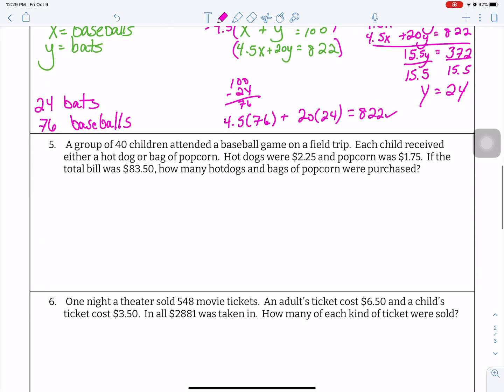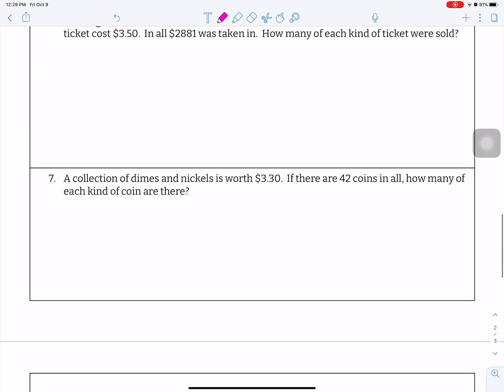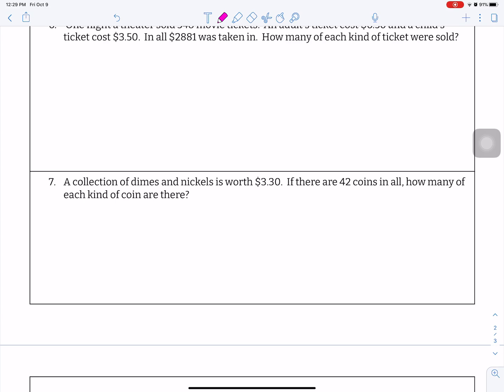I just want to go through one last one with us, which is the last one on here. Then the other ones you're working on your own. A collection of dimes and nickels is worth $3.30. If there's 42 coins in all, how many of each coin are there? Very similar to what we did in the first one. X equals dimes. Y equals nickels. Our amount, X plus Y equals 42.